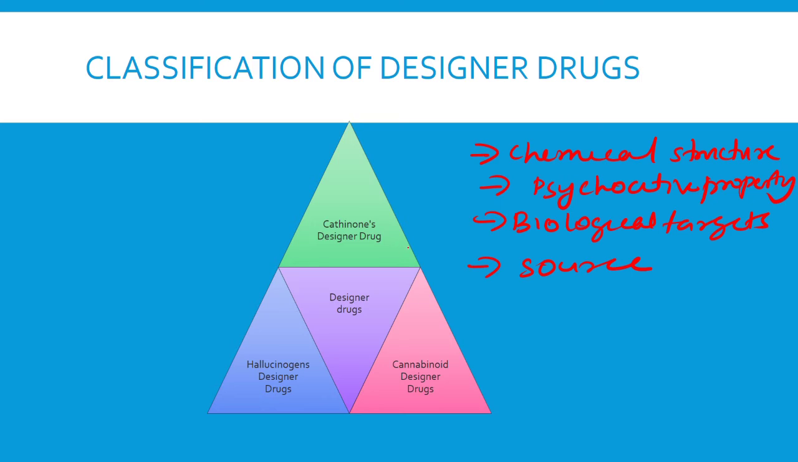Here designer drugs are classified into three. First one is cathinones designer drugs. Second one is cannabinoid designer drugs. And third one is hallucinogen designer drugs.